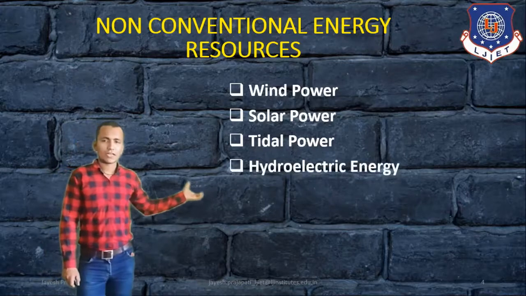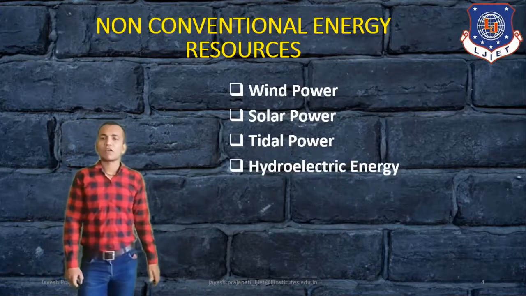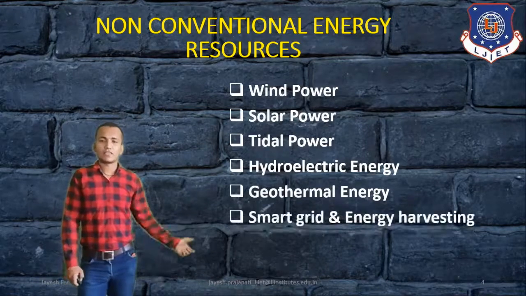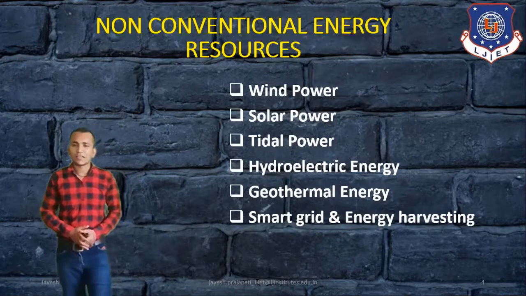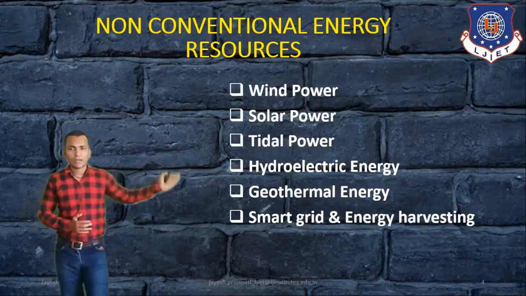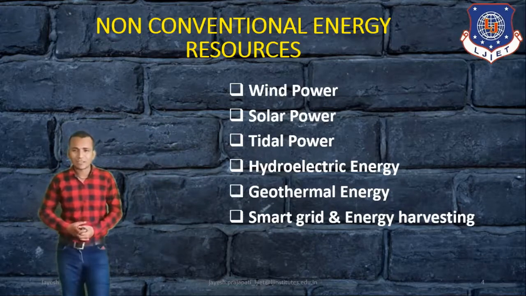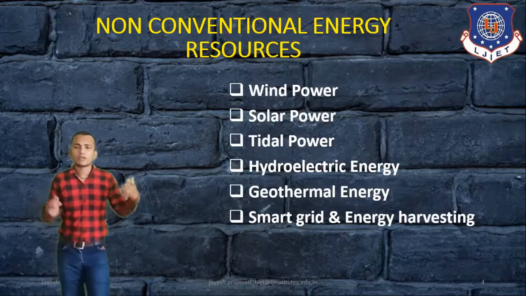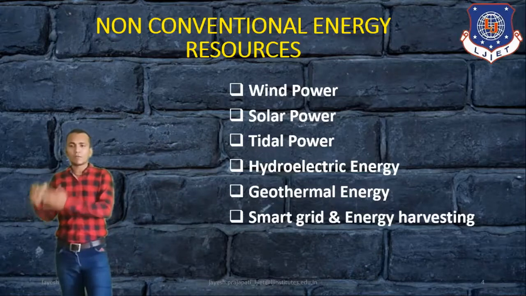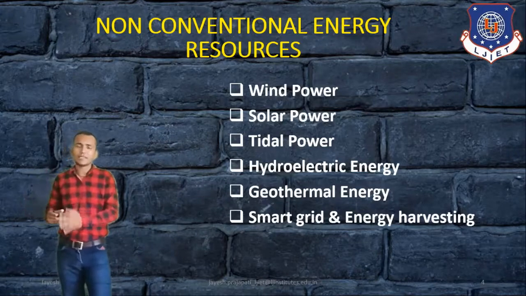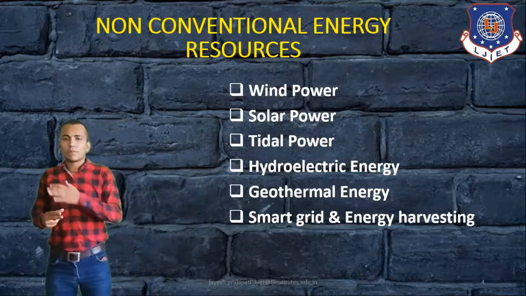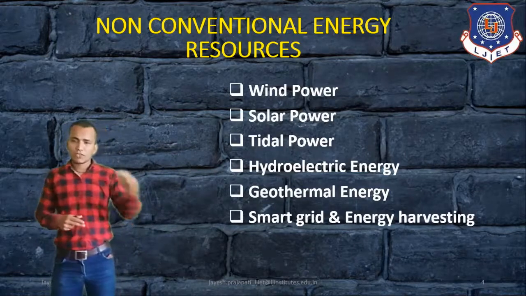Then we already know that hydroelectric energy is also a non-conventional energy source. Then geothermal energy. The last topic is smart grid and energy harvesting. We have to use this kind of energy source for our agriculture, and we have to make our grid smart. In the existing power grid, a thermal power station generates the electricity, which is then transferred to the consumer by transmission. That is a one-way communication.